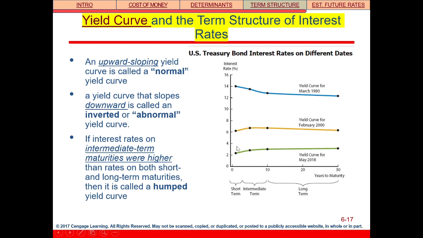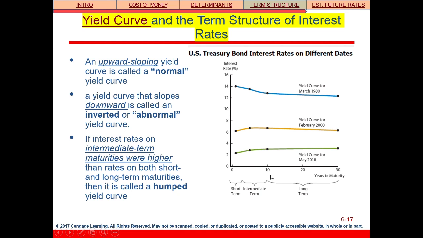The green curve is the yield curve for May 2018. This is the upward sloping yield curve, called the normal yield curve. The blue one is the downward sloping yield curve, and this one is the yield curve for March 1980, around 1980. So this is downward. This is an inverted yield curve, and it is considered abnormal. Upward is normal. Downward is abnormal.